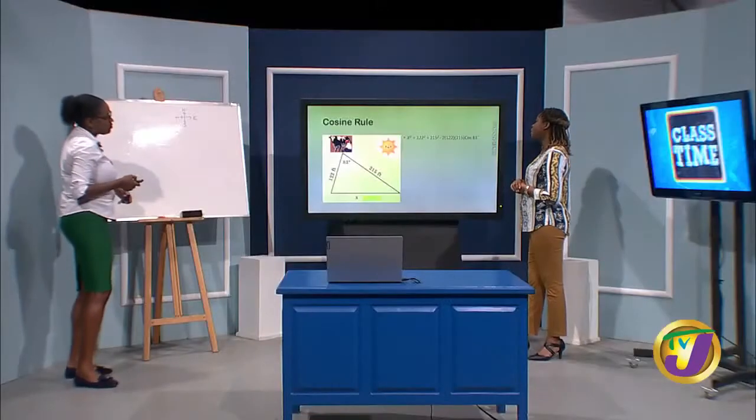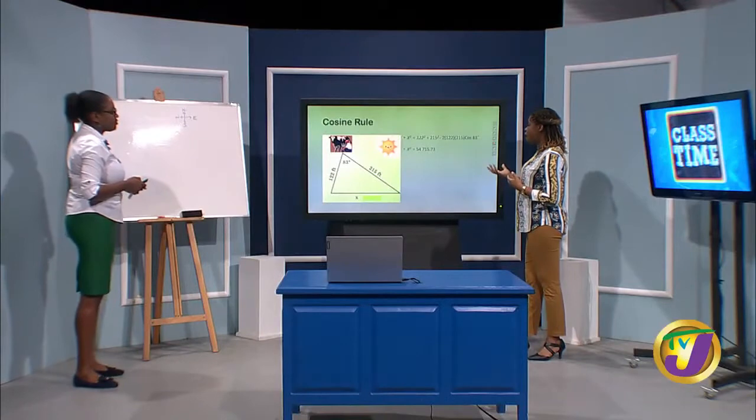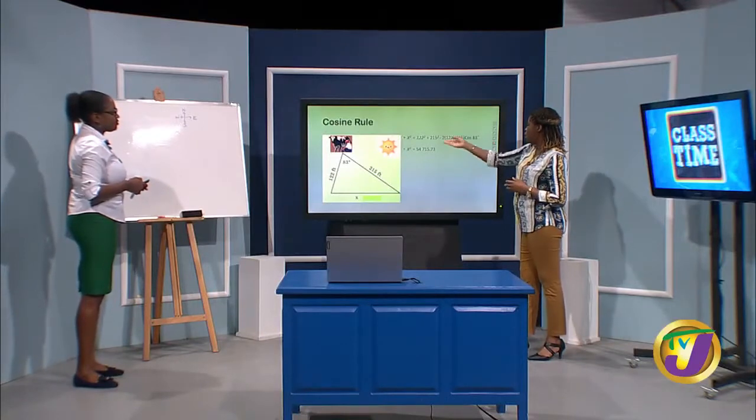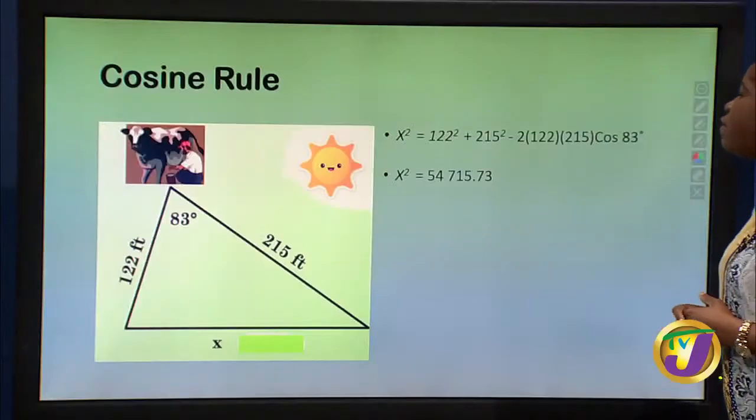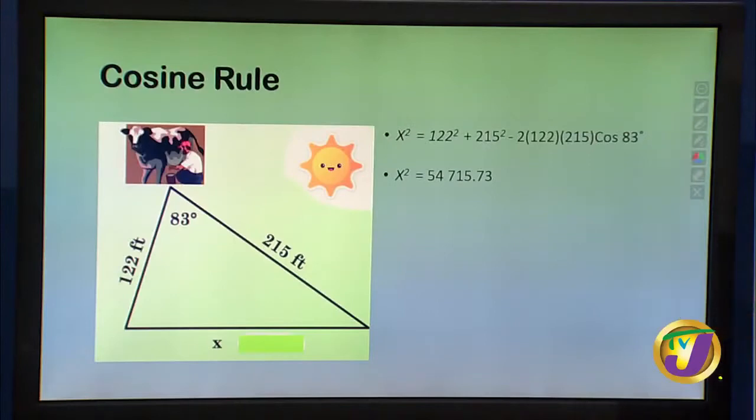Simplifying the first line, x squared would be equal to 54,715.73. Of course, we do the reverse operation to find the value of x. So x here would be the square root of that, which gives 234 feet. So let's put that on the diagram.